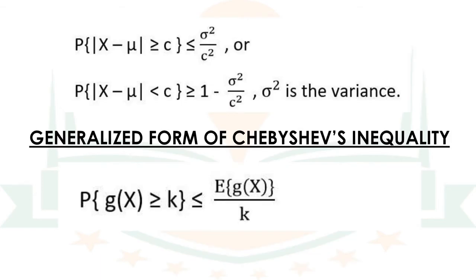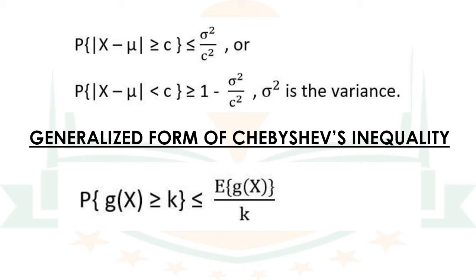Now, if we take k sigma equal to c, which is greater than 0, then Chebyshev's inequality becomes probability of modulus of X minus mu greater than or equal to c is less than or equal to sigma square by c square. Or we can say that probability of modulus of X minus mu less than c is greater than or equal to 1 minus sigma square by c square, where sigma square is the variance.